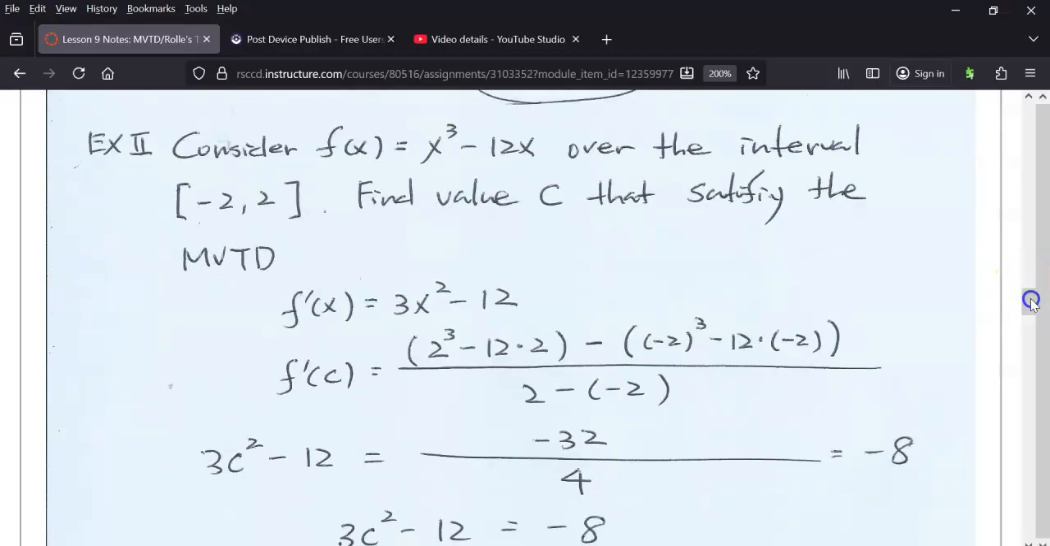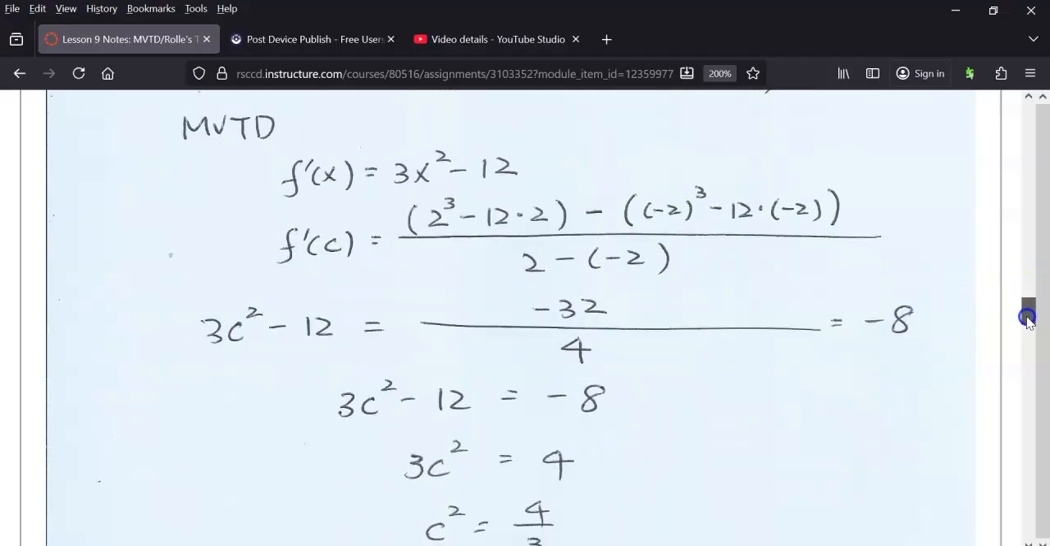Now let's try another one. Example 2: consider f of x equals x cubed minus 12x over the interval -2 to 2. Find values c that satisfy the mean value theorem for derivatives. The first thing we do is take the derivative of the original function. Then we know the derivative at c must equal the slope between -2 and 2 on the function. So we take 2 minus -2 as our denominator, and plug -2 and 2 separately into our original function, so you get y2 minus y1. The slope on the function between -2 and 2 is going to be -a.